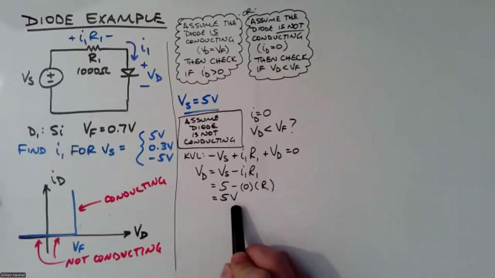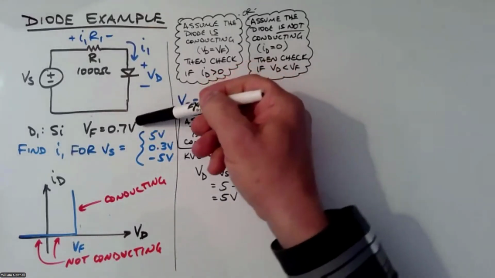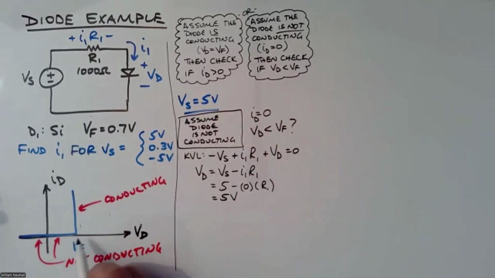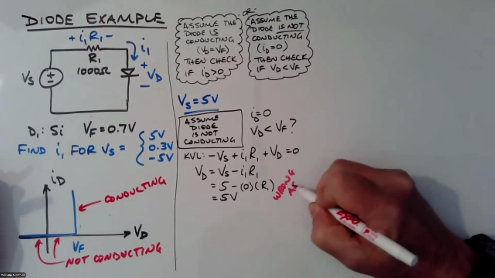And we know that can't be the case. You can't be up here on the approximation plot and have VD equal to 5 volts for a silicon diode. I should write that here, that VF, since this is silicon, oh, it's right here. VF is equal to 0.7 volts. So you can't have a VF of 0.7 volts and a VD of 5 volts and have current not flowing. Okay, so this is the wrong assumption.